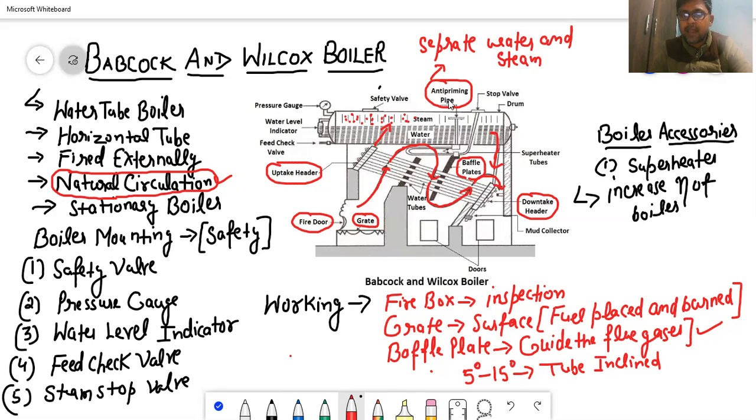Clear? So from the anti-priming pipe, we are sending it to the superheater. Here you can see we have a superheater tube. This is the superheater tube. This is the header of the superheater, and this is its tube. So we are going to have multiple tubes in it. Here it shows you one tube, but actually we will have multiple tubes.